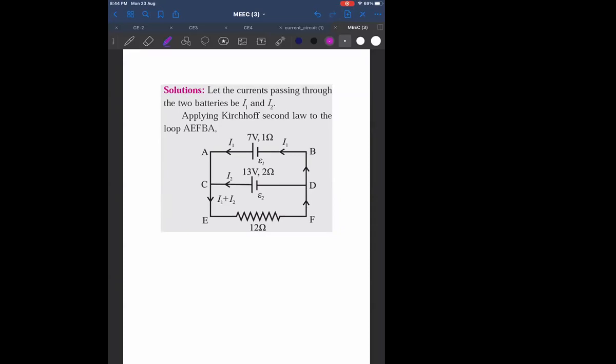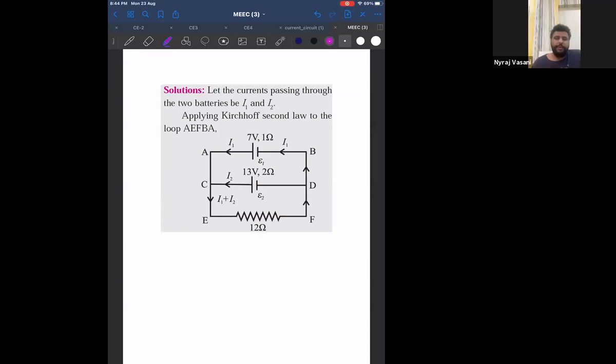Sir, can you repeat the point? If we encounter the negative terminal of a battery, the sign taken is positive. And if we encounter the positive terminal of a battery, the sign taken is negative.